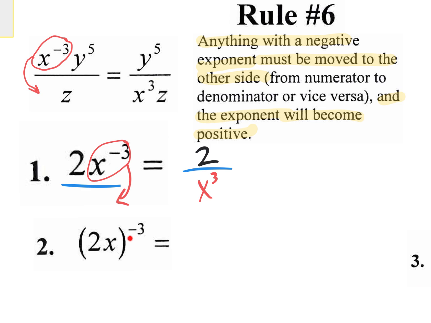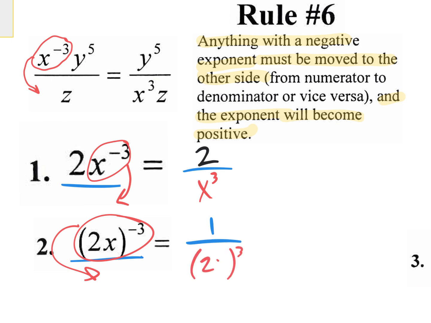Or since the whole thing is in parentheses, you could move the entire thing to the other side, and you will have nothing left up on top. And when you have nothing left up on top, you have a 1 up there, and you would now have a positive power of 3 with the 2x inside. And then you would have to distribute, rule 2, right?